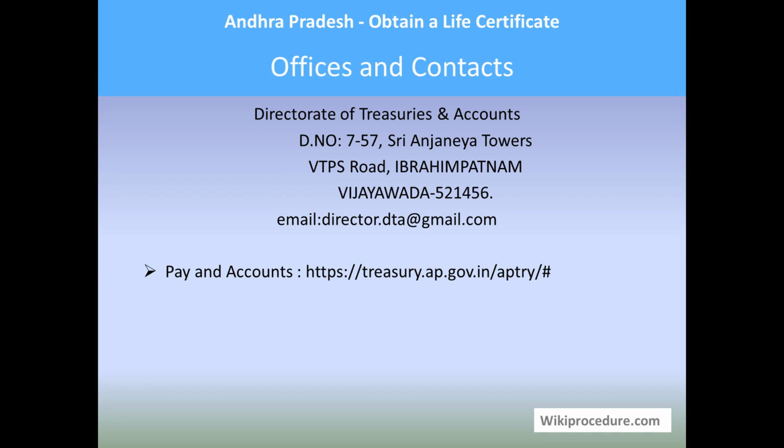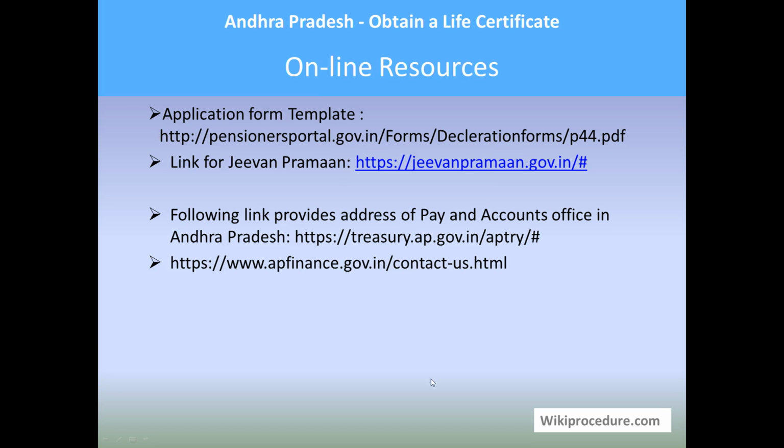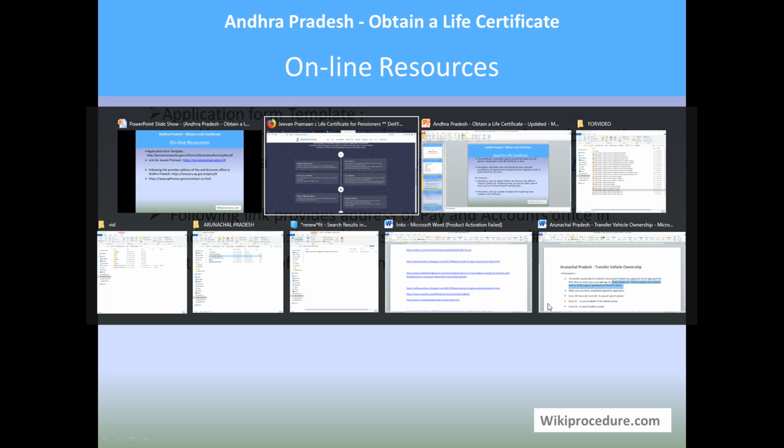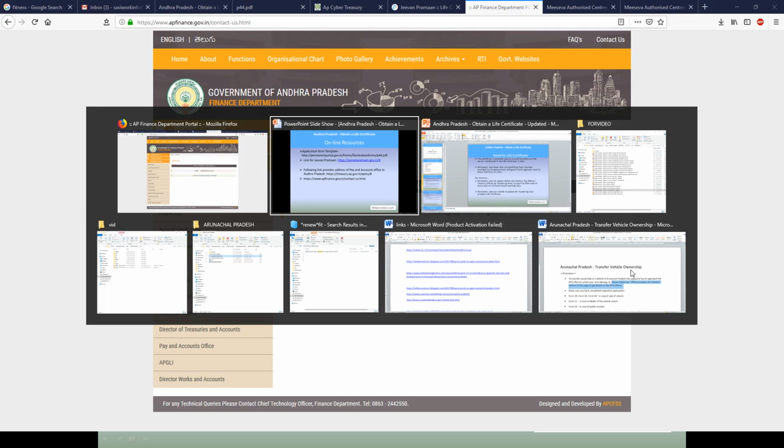Offices and contacts: Directorate of Treasuries and Accounts, Sri Anjaneya Towers, VTPS Road, Vijayawada, 521456. An email ID is provided for personal interaction with the people there. The pay and accounts link, which you just saw, is also useful for the applicant. Online resources: we have seen the Jeevan Praman forms page and the treasury page. So this is another Government of Andhra Pradesh site which will be useful for the completion of this procedure.